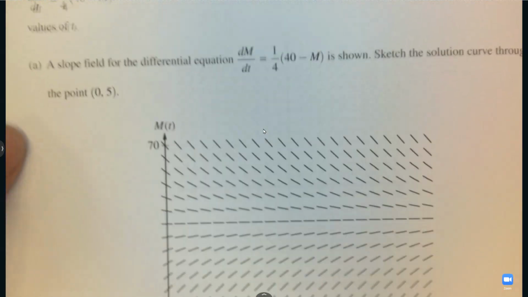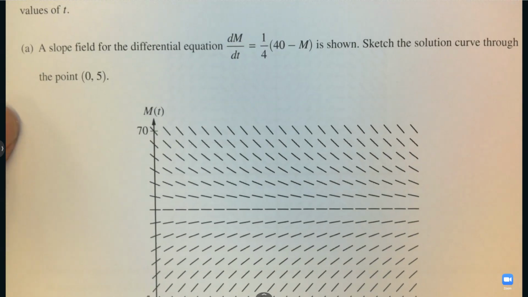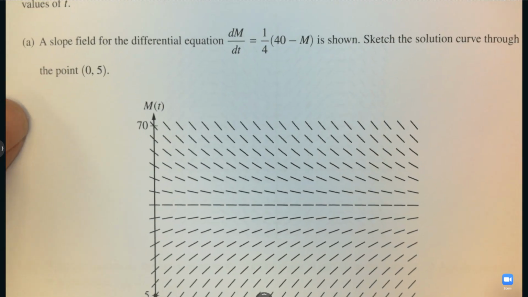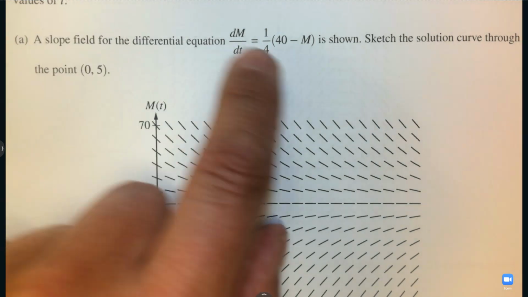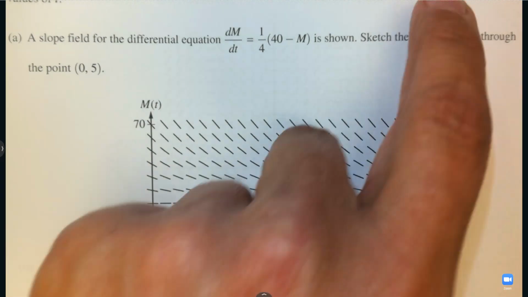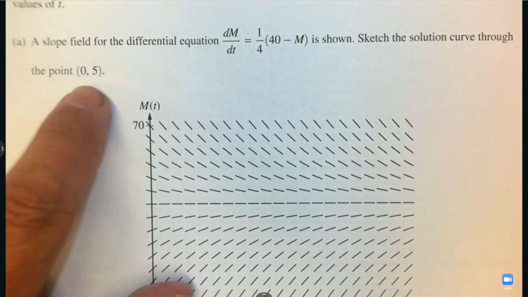All right, let's look at question number 3. It's a Diffy Q. Maybe it's been a while since we looked at a Diffy Q. So there's a slope field, it's shown here. And it says just sketch the solution curve through 0, 5.